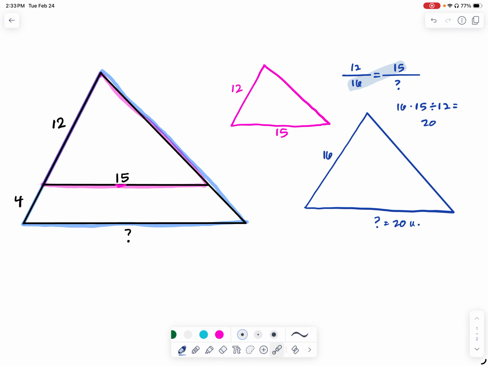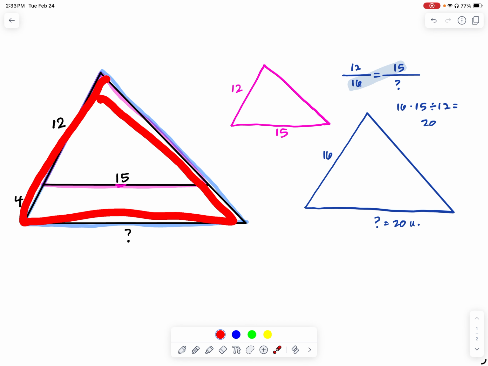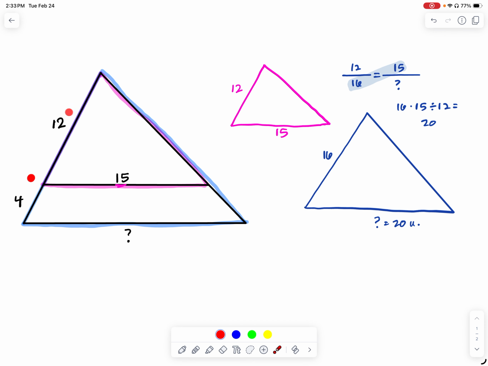So really the key is looking at where we see two triangles that have the same shape, and how we can take the information that we have and break down what the lengths of the sides of those triangles are. So highlighting, breaking them apart into two separate pictures, both really good strategies.